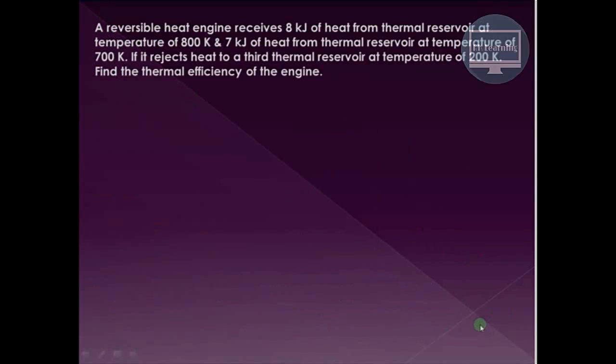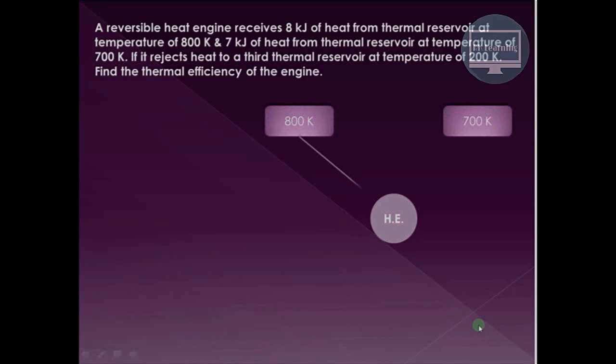Now let us see another example. So in this particular example, we have a heat engine. It is receiving heat from the 2 sources as shown over here, and it is rejecting heat to the sink, which is at 200 Kelvin. So heat supplied is 8 kJ from the 800 Kelvin source, and it is 7 kJ from the 700 Kelvin source, and it is rejecting the heat Q3 to the sink, which is at 200 Kelvin.